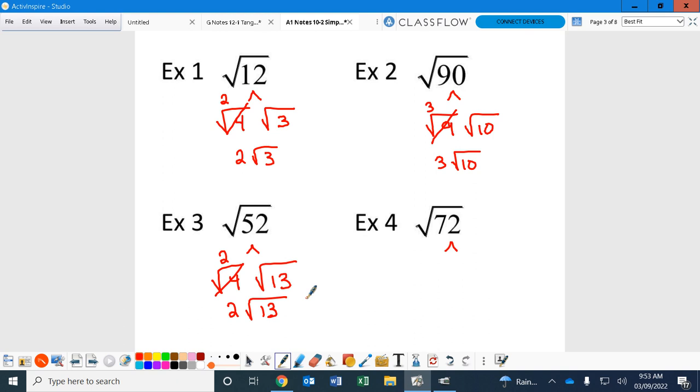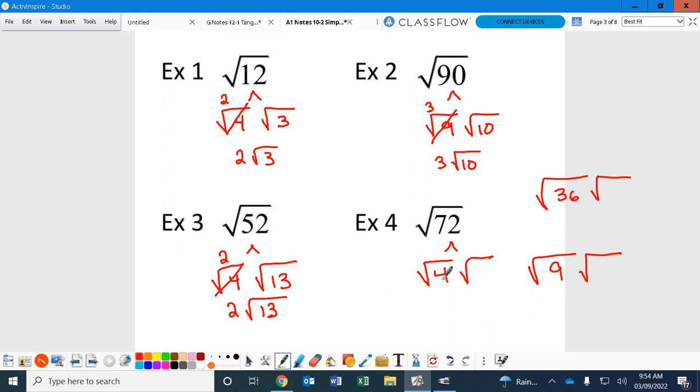Okay, 72. What from that list will go into 72? 4. Someone said 9. There's another one. Keep going. 8's not on the list. Oh. 36. Guys, all 3 of these ways are correct, but watch what happens for each one. I'm going to do each one of them because it matters. You got to know how to deal with this.